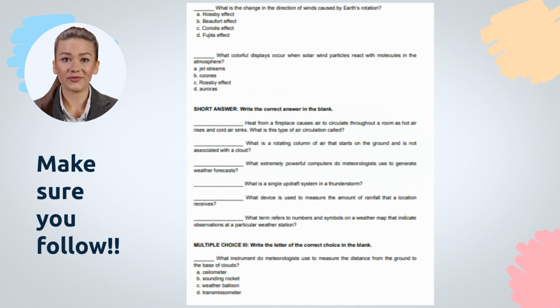We're almost there. Let's answer multiple choice 3. Write the letter of the correct answer in the blank. What instrument do meteorologists use to measure the distance from the ground to the base of clouds? A. Ceilometer. B. Sounding rocket. C. Weather balloon. D. Transmissometer.